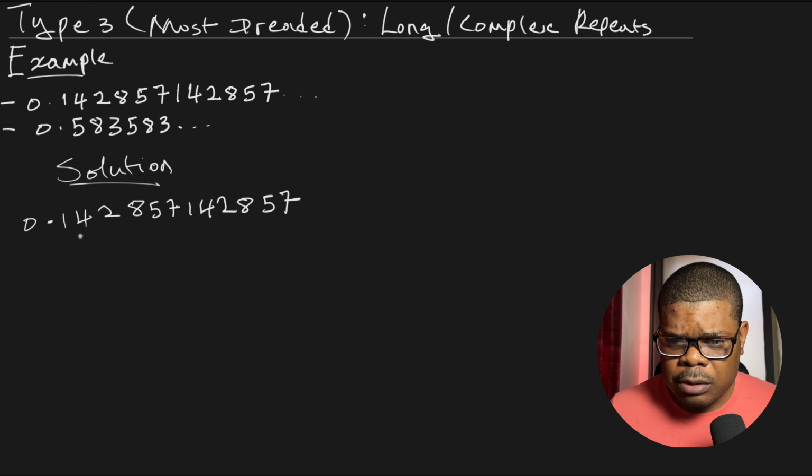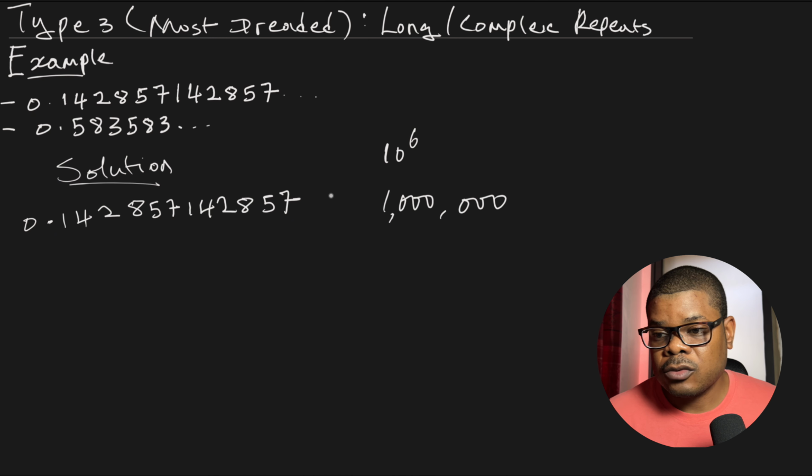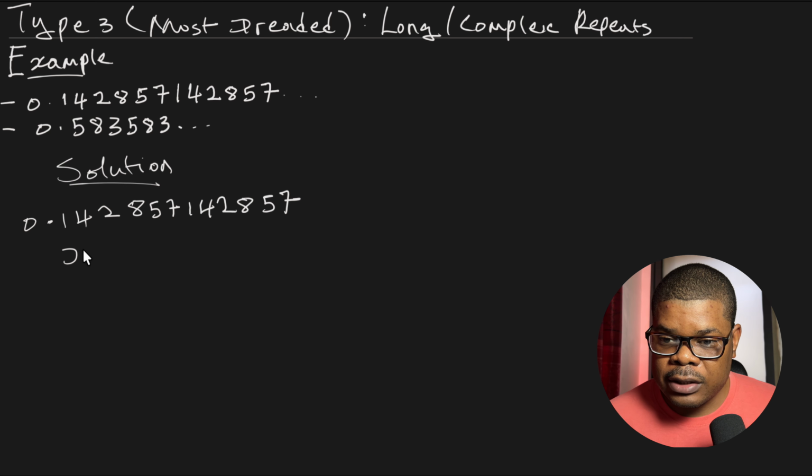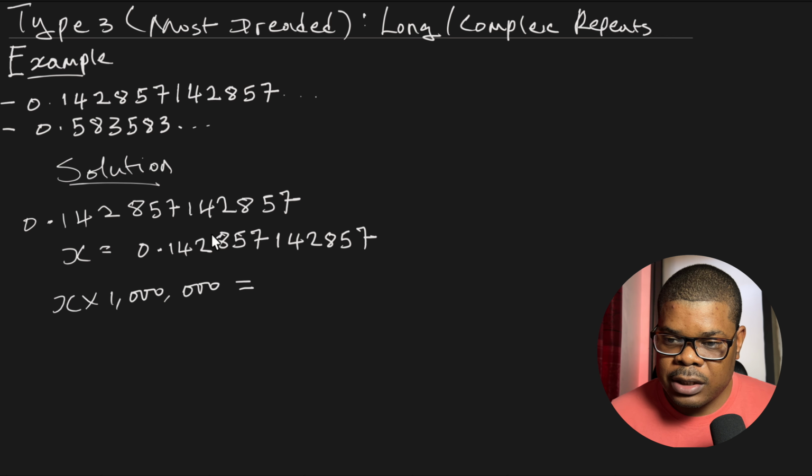How do we know what we multiply by? We count 1, 2, 3, 4, 5, 6. So after 6 digits, it repeats. So that means we have to multiply by 10 raised to the power of 6, which is 1 million. So this is what we multiply by. Okay, so that's how we know. So let's go on and do that. So we have that x is equal to 0.142857. So when we multiply x by 1 million, we also have to multiply this by 1 million.